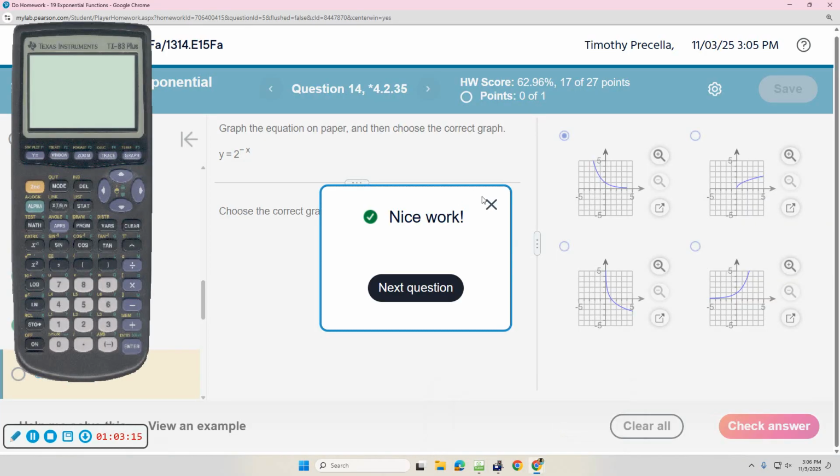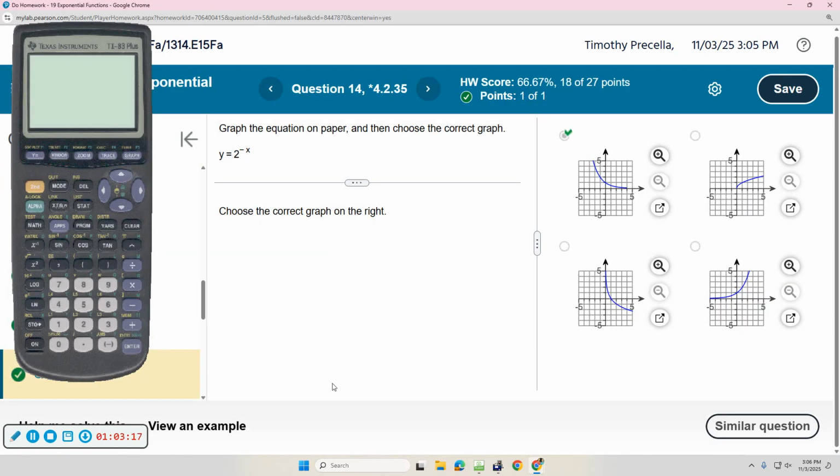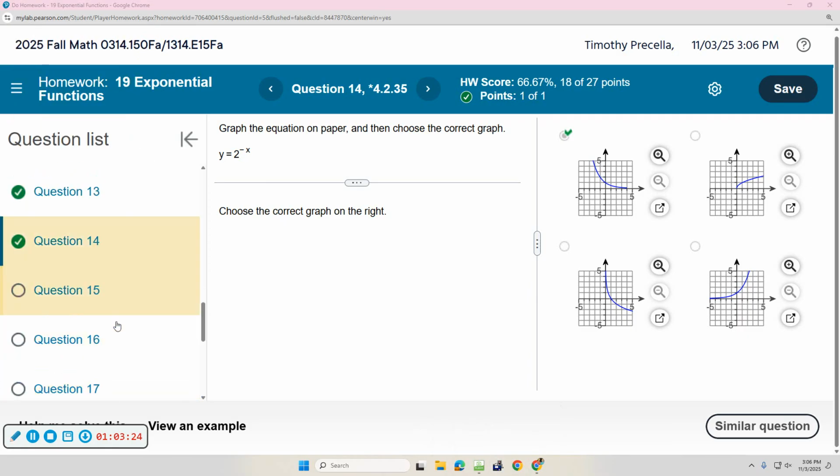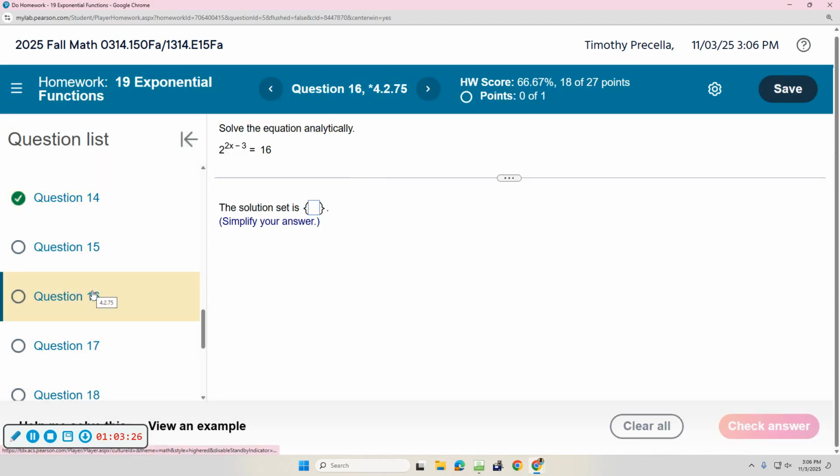To illustrate, I think 16 is what we decided is a better first problem. Okay, this is number 16. Solve the equation analytically. 2 to the 2x minus 3 is equal to 16.